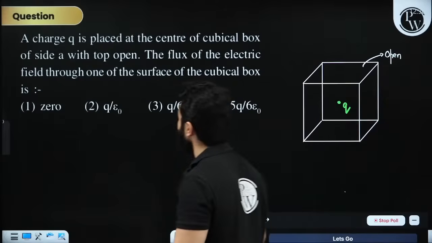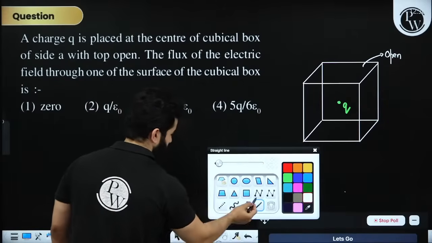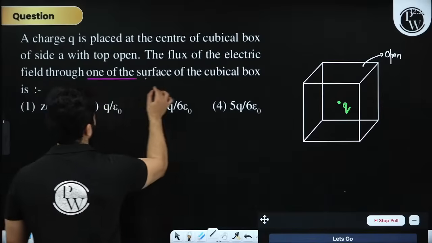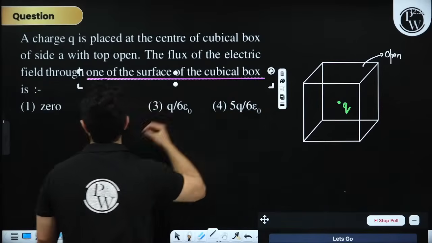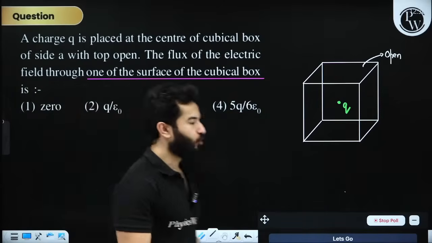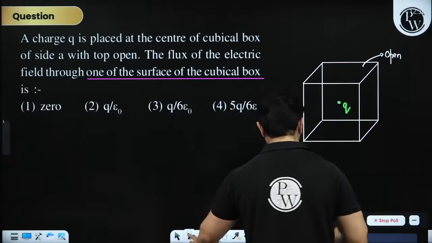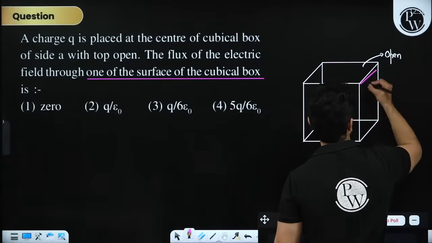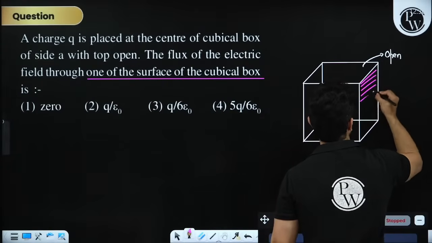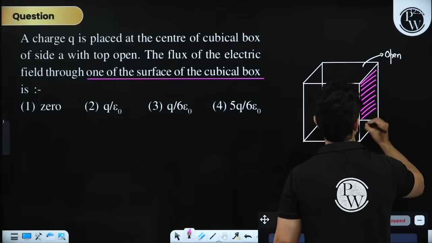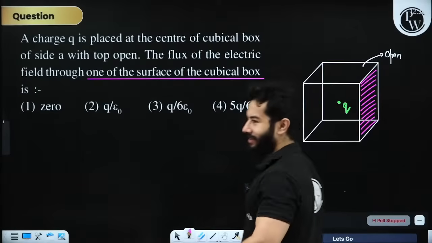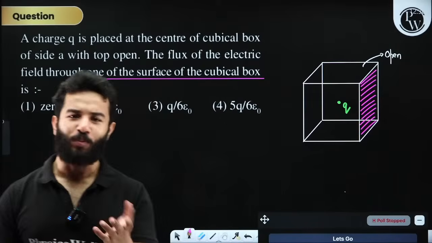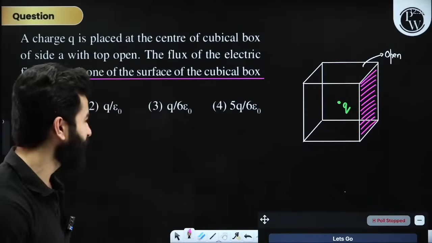So what is going to be the flux through one of the surfaces of the cubical box? Let's suppose they are talking about the flux through this surface. The answer is very simple. No matter if it is open or if it is closed, flux will remain the same, okay?